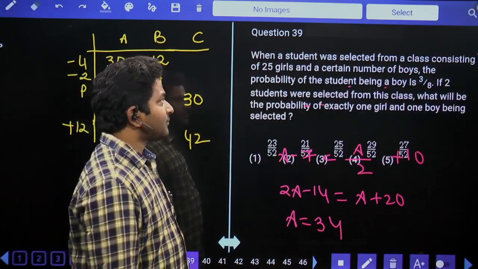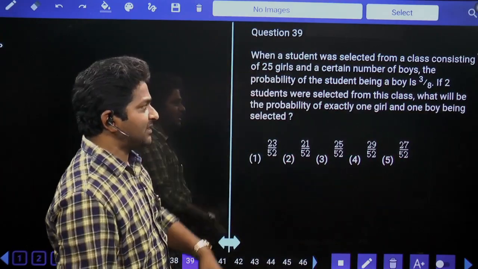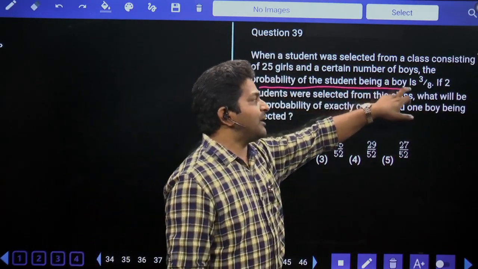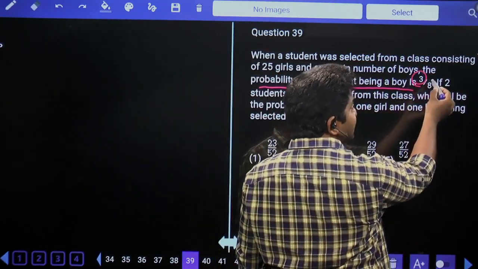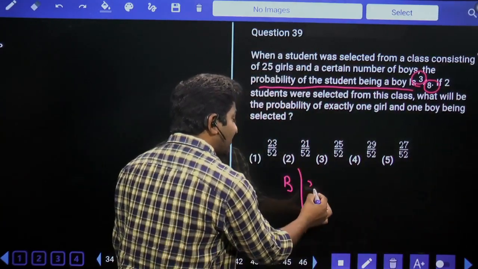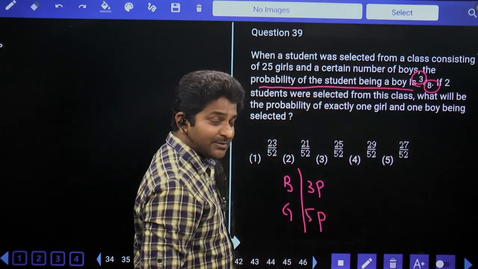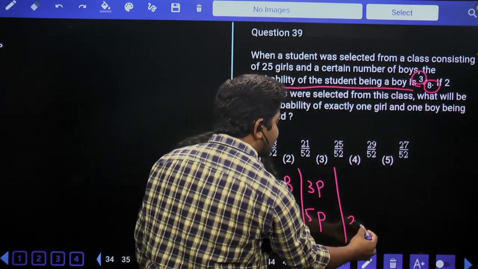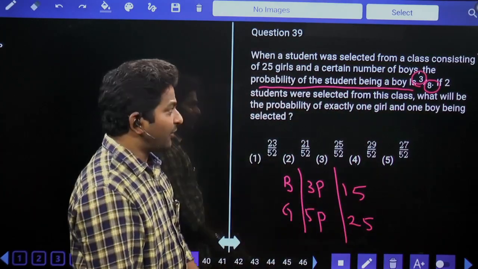Next. When a student was selected from a class consisting of 25 girls and a certain number of boys, the probability of the student being a boy is 3 by 8. That means boys are 3 parts out of total 8 parts. If boys are 3 parts, girls are 5 parts, then only total will be 8 parts. And you know that there are 25 girls. If 5 parts is 25, 3 parts is equal to 15. Then total number of students is 40.